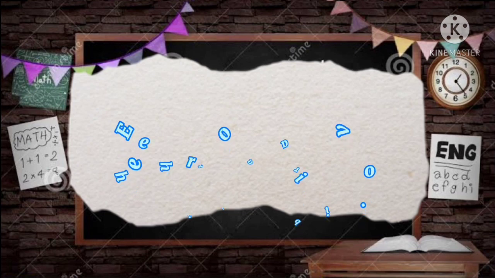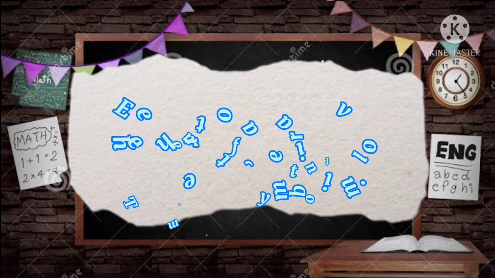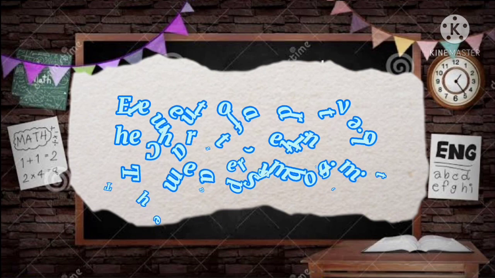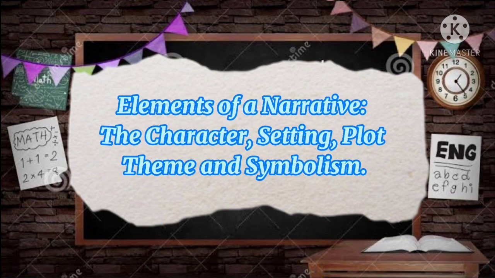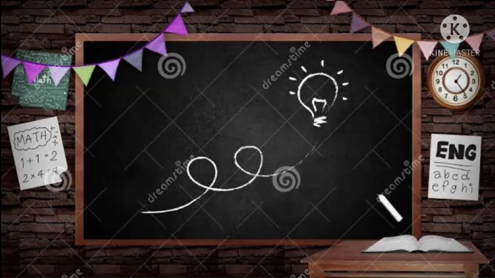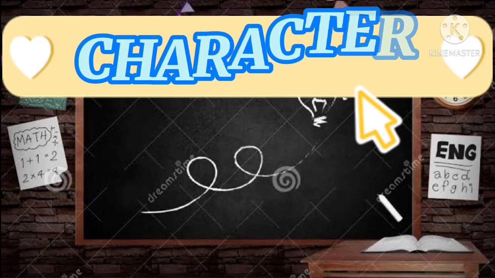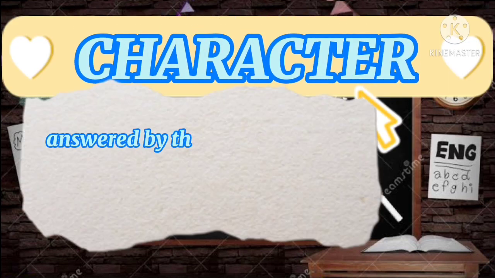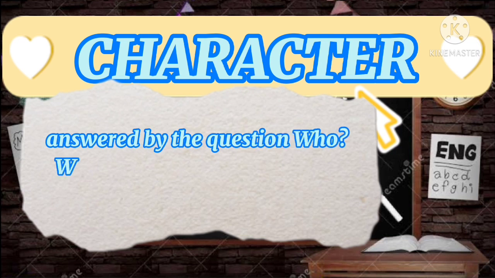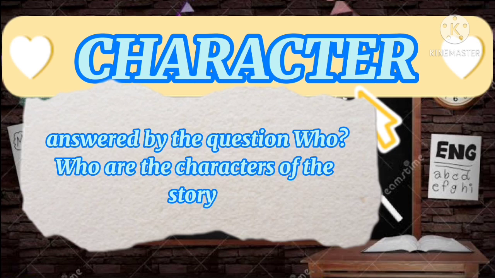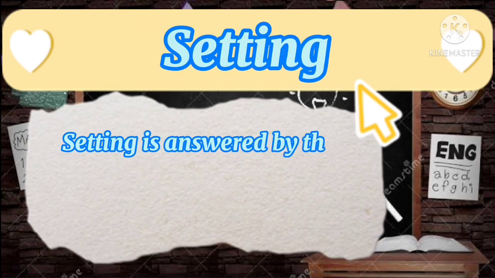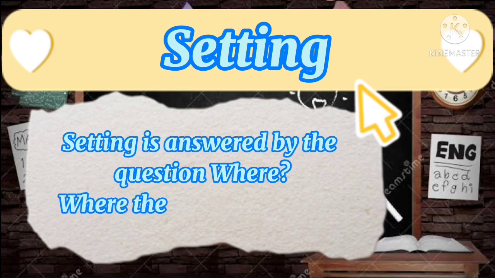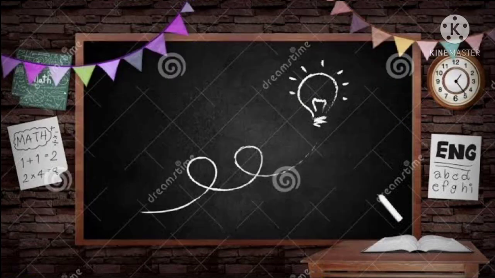Let's have a review on previously discussed elements of a narrative: the characters, setting, plot, theme, and symbolism. So when we say character, it is answered by the question who, or who are the characters of the story. And setting is answered by the question where the story happened.